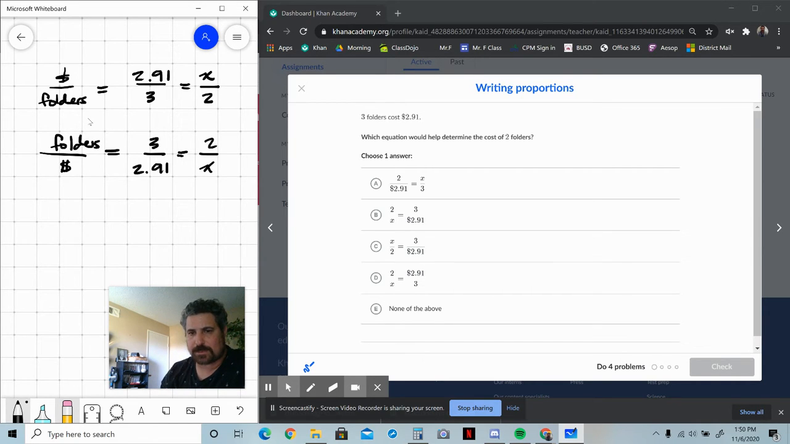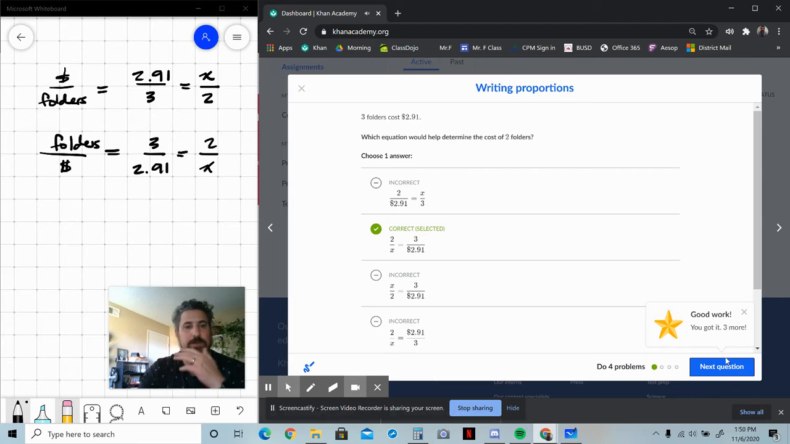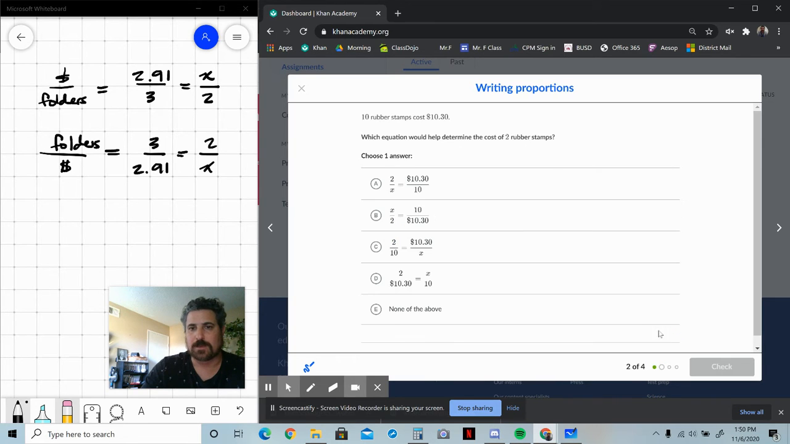And if you did that, do we see that answer here? So 3 over 2.91, I do see that there, but then it should be 2 over x. That's not going to work for C. But look, here's B: 3 over 2.91 equals 2 over x. This one matches, so I'm going to say B is good. So you really just want to play with it and see if they did it a different way than you would do it, and just make sure the ratios stay the same.